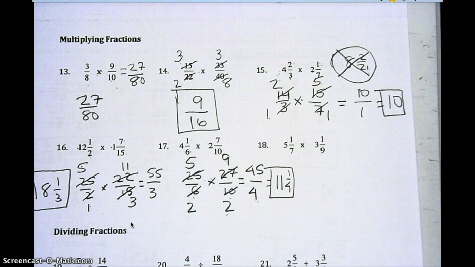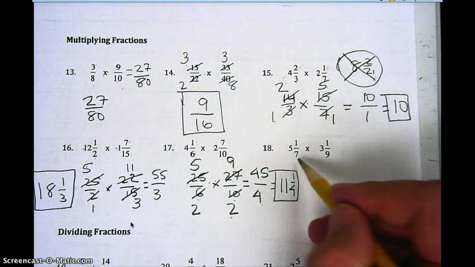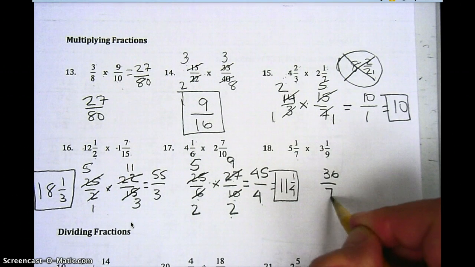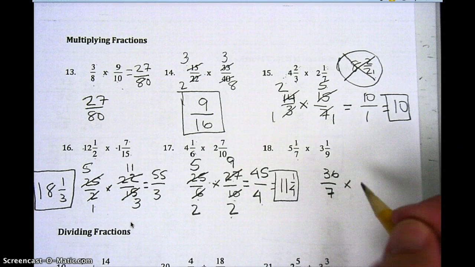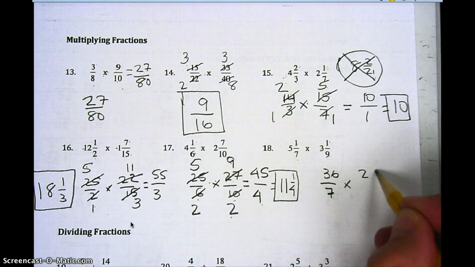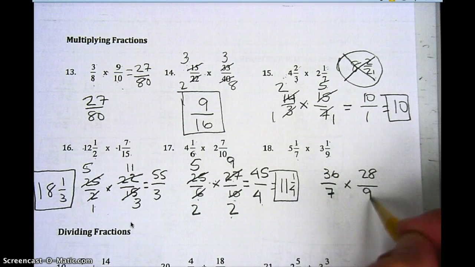Okay, let's see how you did on number 18. So the first thing I have to do is change the mixed numbers to improper fractions. So 7 times 5 is 35, plus 1 is 36, so it's 36/7 times 9 times 3 is 27, plus 1 is 28, so it's 28/9.